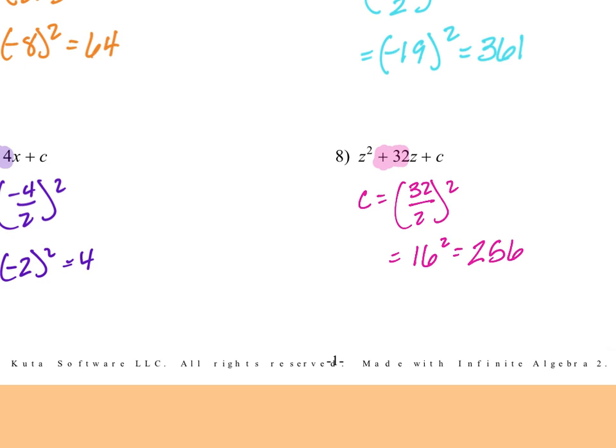So if I have a quadratic, the squared is my first term, and then my second term, and then I need to find my third term. That's what I do. I take that middle term, divide it by 2, and square it.